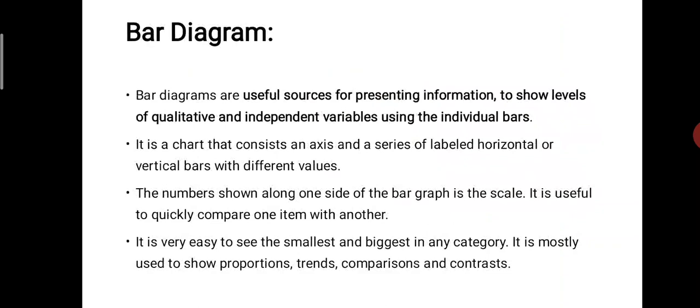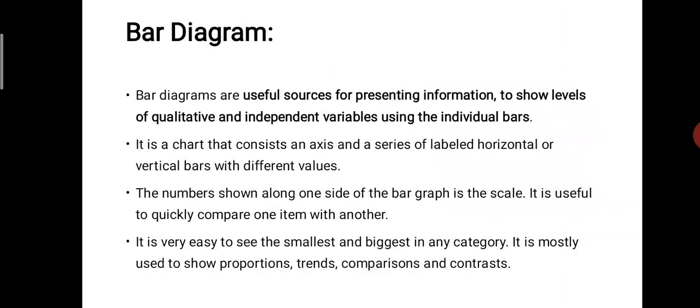It is very easy to see the smallest and biggest in any category. It is mostly used to show proportions, trends, comparisons and contrast. So, through the help of the bar diagram, you are going to learn how to see the smallest and biggest in any category, easily compare and easily present the contrast in the particular information.